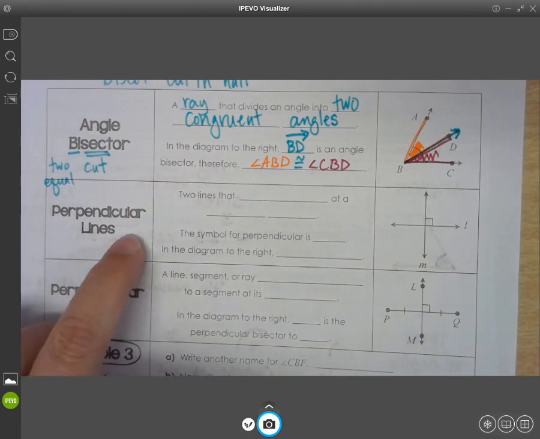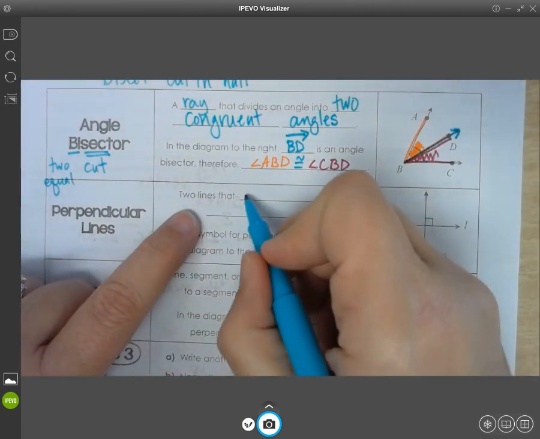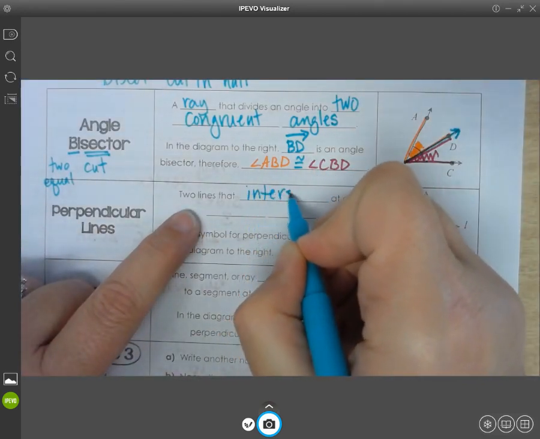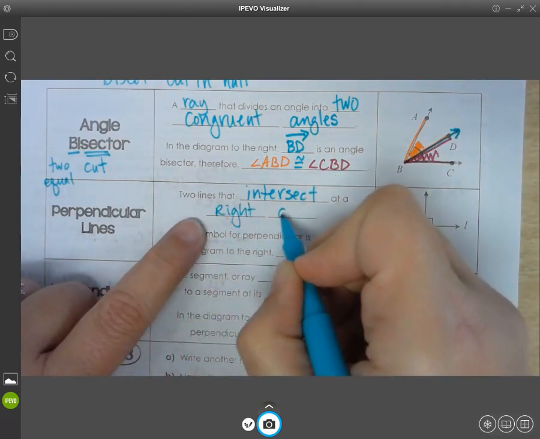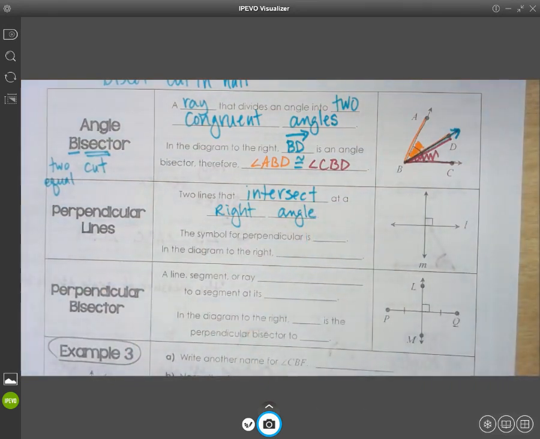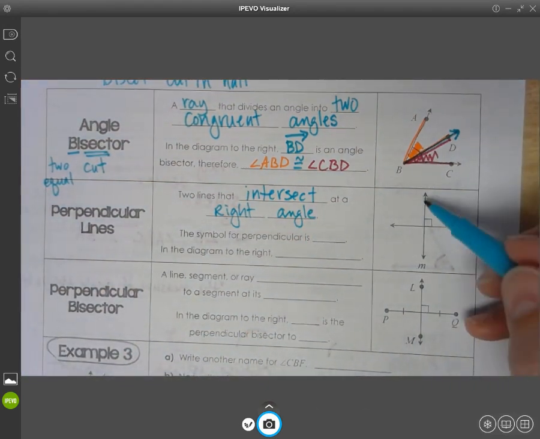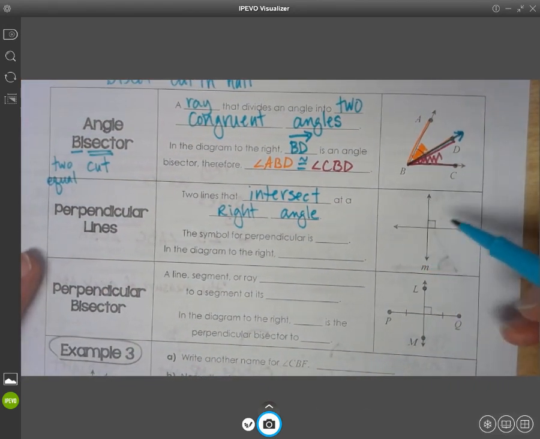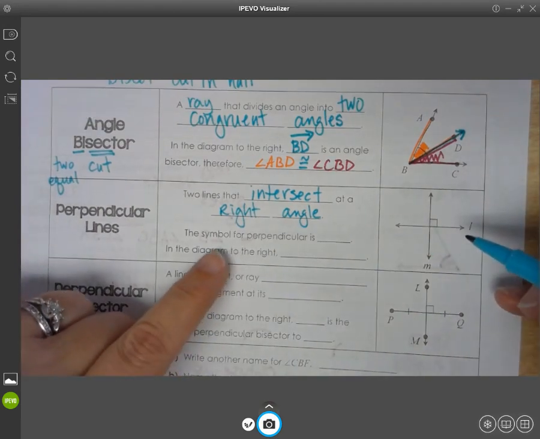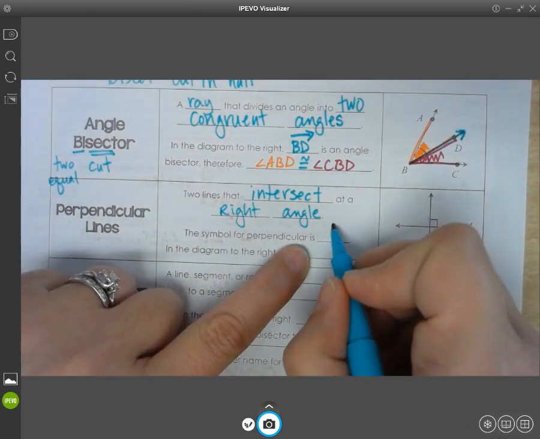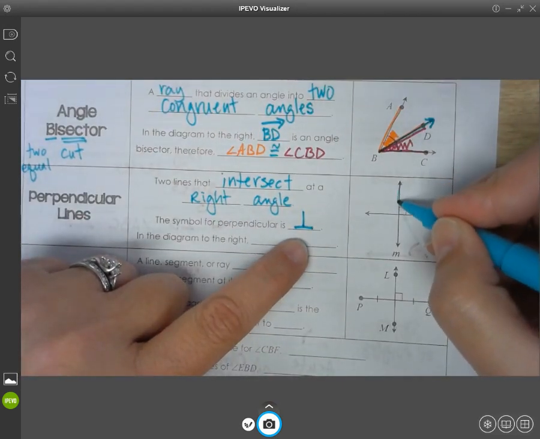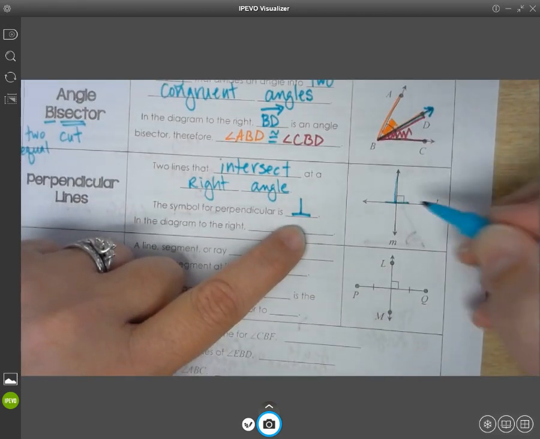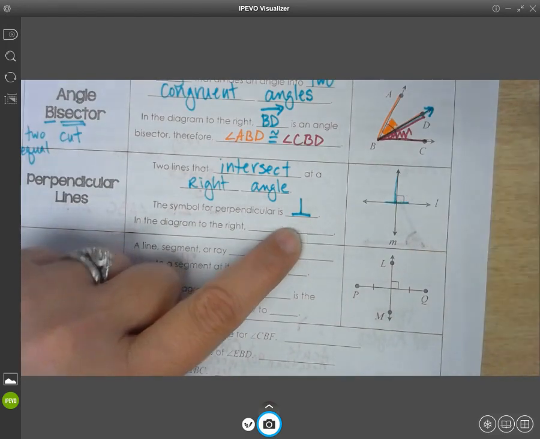All right, perpendicular lines: two lines that intersect at a right angle. It's called perpendicular. So these are like the intersections of our roads. Most roads intersect at right angles. The symbol for perpendicular is an upside down capital T, which is kind of part of our picture here, like this part right here, to show us that we have that right angle in there.